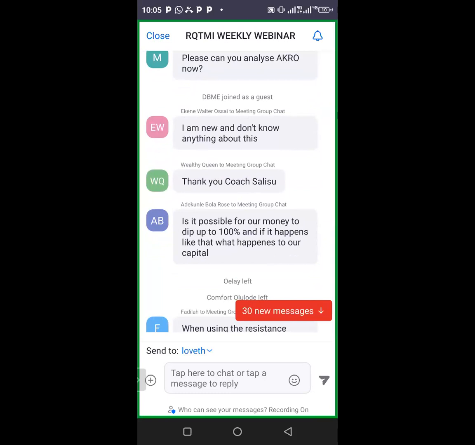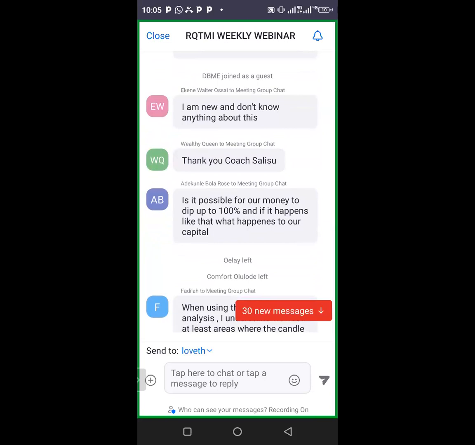Is it possible for our money to dip up to 100%? And if it happens, what happens to our capital? Brother, there is no coin that goes minus 100%. Even if it goes, your quantity is constant. Remember, if you go to the market to buy 5 bags of rice at 50,000 per bag, that is 250,000, and you want to sell at 70,000. By the time you bring the bags of rice to your house, the price of the bag of rice fell to 20,000 per bag.